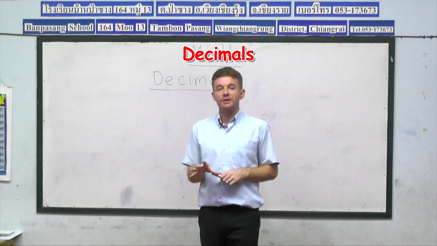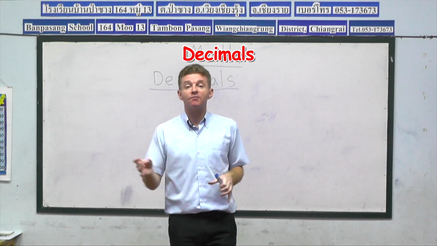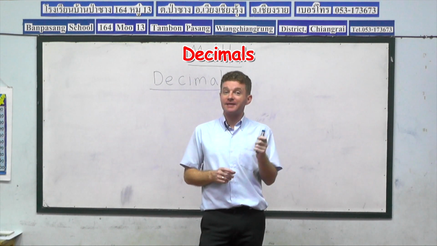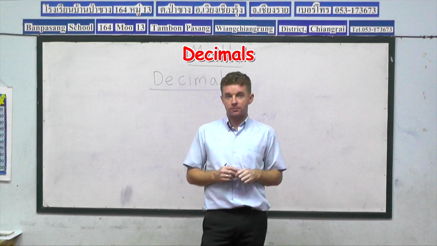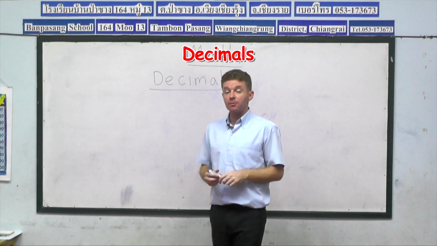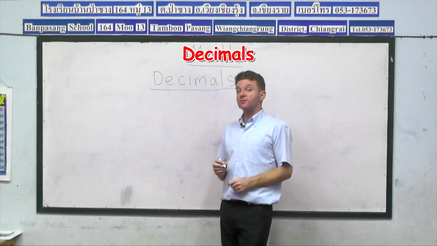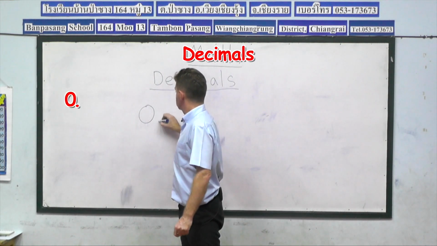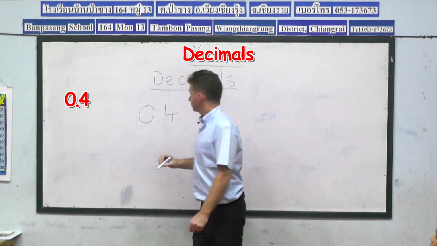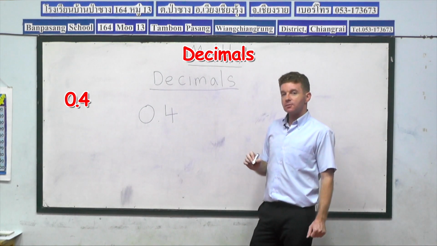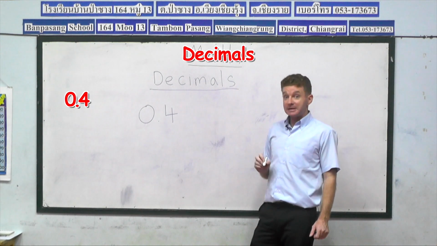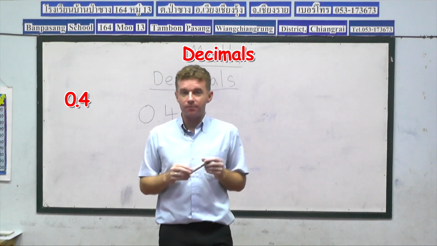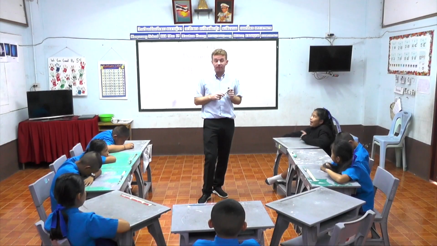So what we're going to do now is a board demonstration for our students to come forward and demonstrate their knowledge of how to write decimal numbers in word form. So what I'll do, I'll write a decimal number in digit form and then invite the student to come forward. So what's our decimal number, guys? 0.4. So now let's see who can come forward and demonstrate how to write this number in word form.